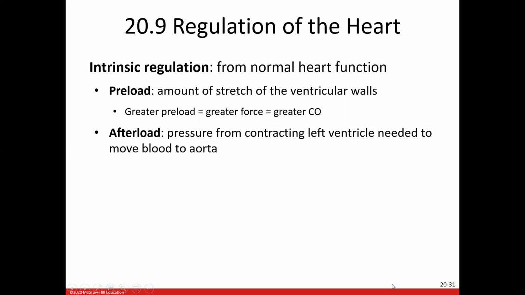So if we have a greater preload or a greater amount of stretch, there has to be a greater amount of force exerted to push that blood out of the ventricles. Ultimately, that's going to lead to a greater cardiac output because we have a greater stroke volume. The other quality for intrinsic regulation is called afterload. And this is the pressure of just the left ventricle that we need to move blood against the resistance of the aorta into the aorta.